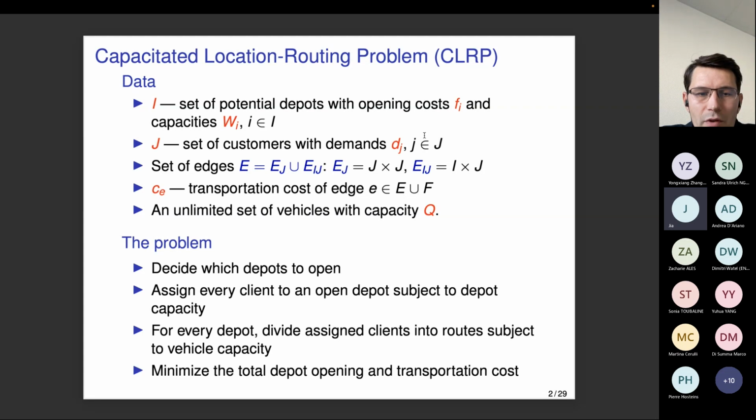So we need to decide first, so there are two types of decision. There is a location decision, or opening decision: which depot to open. And once the subset of depots is opened, we need to assign every client to an open depot. This corresponds to the classic location decision. And the clients should be assigned subject to depot capacity. Additionally, in contrast to the standard location problem, we also need to partition the clients assigned to the same depot into subsets, and each subset should be served by a vehicle, also of limited capacity. And we need to minimize both the location costs, or depot opening costs, and the transportation costs.